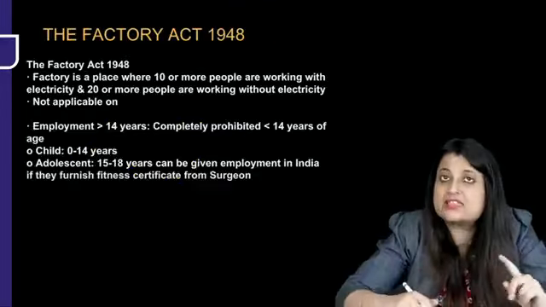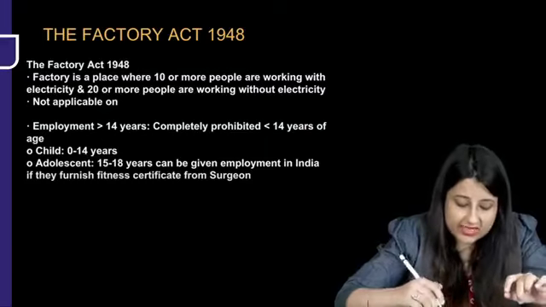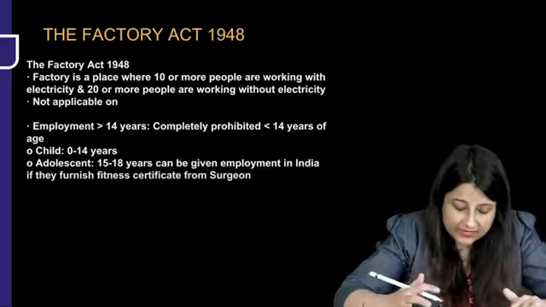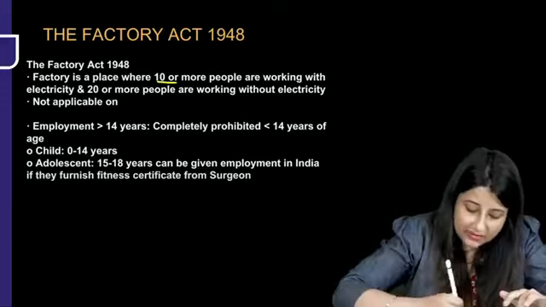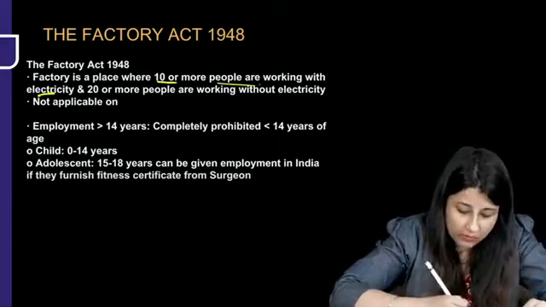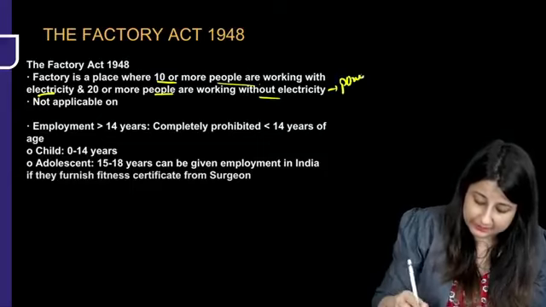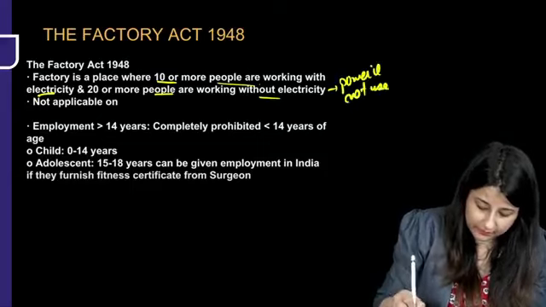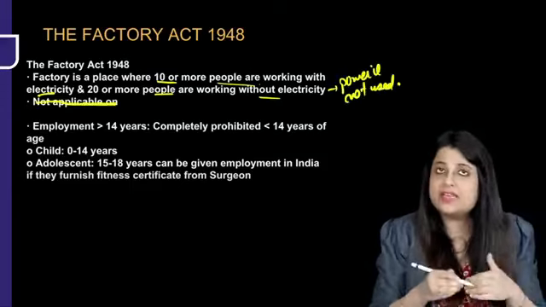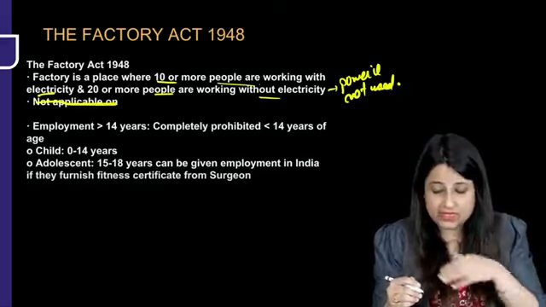Now here we'll also quickly discuss two acts, the Factories Act and the ESI Act. The Factories Act, you know, is of 1948. According to the Factories Act, what do you mean by a factory? A factory is a place or an establishment where 10 or more people are working with electricity, where power is used, and 20 or more people are working without electricity, meaning power is not used.